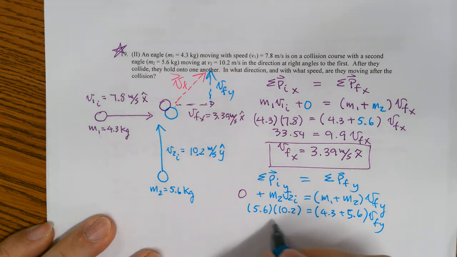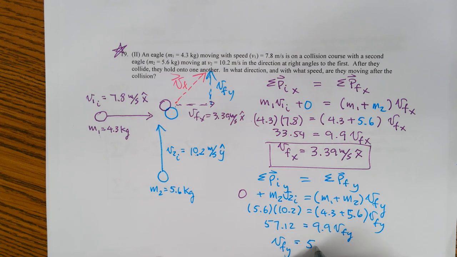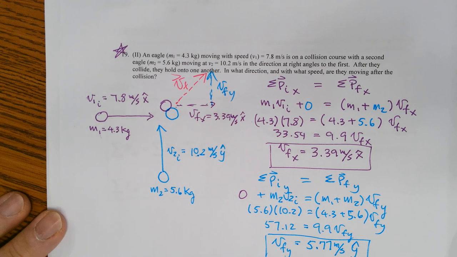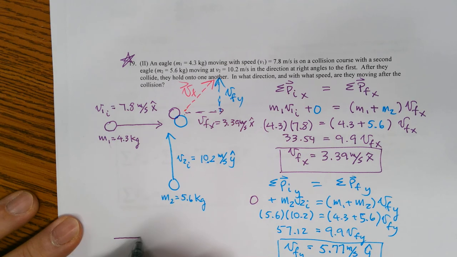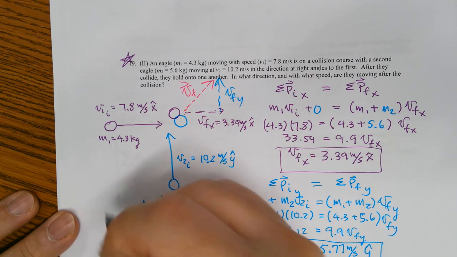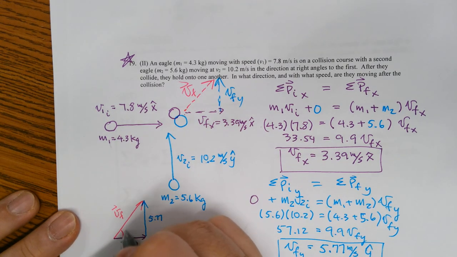This becomes 57.12 is equal to 9.9 VFY. So my VFY comes out to 5.77 meters per second Y hat. Therefore, if I have 3.39 this way, and I have 5.77 this way, this is my VF. And I have to find this angle.